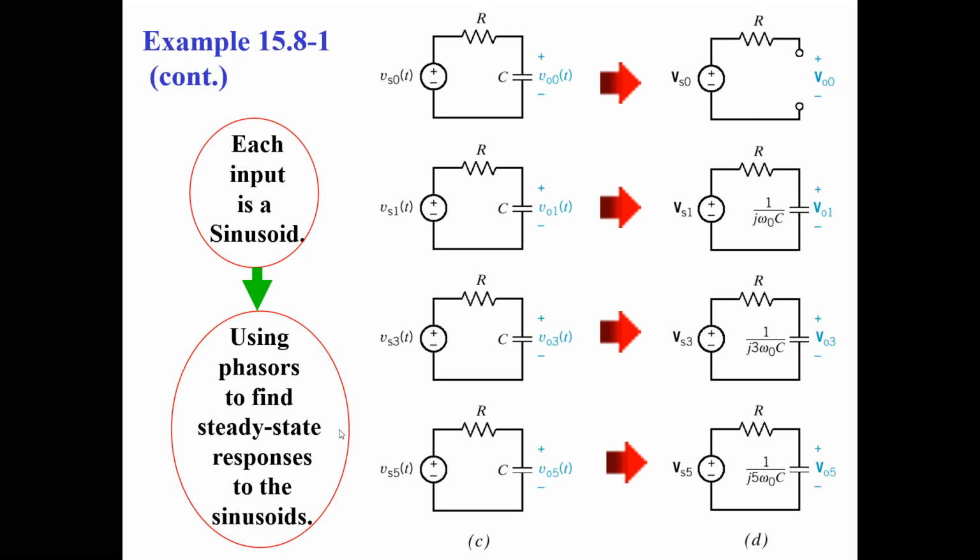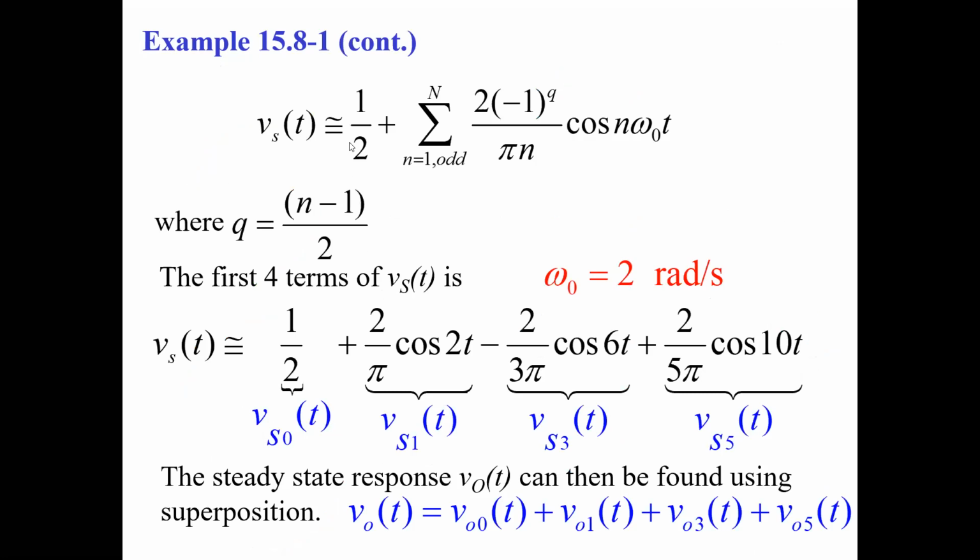Using phasors to find the steady state response to the sinusoids. Okay, so Vs(t) is half, the summation of n equal to 1 odd numbers up to n. So that is the formula, where k is equal to (n minus 1) by 2. The first 4 terms of Vs(t), where omega naught is 2 radian. So first 4 terms Vs0, Vs1, Vs3, Vs5. Okay, just change the values 1, 3, 5.